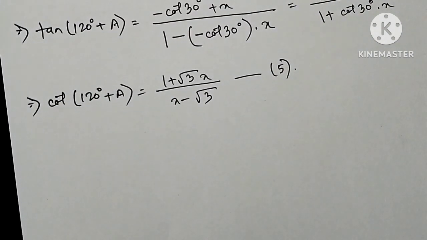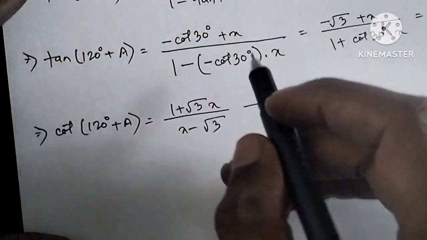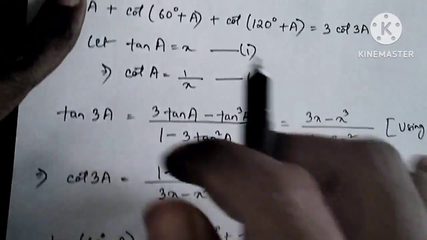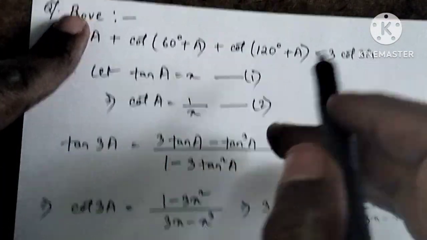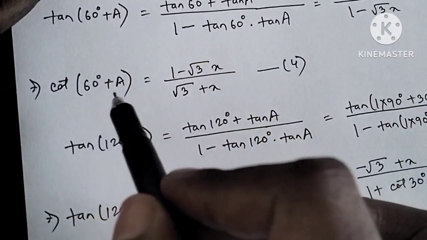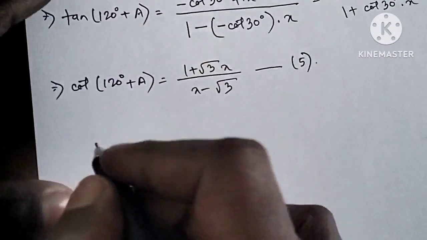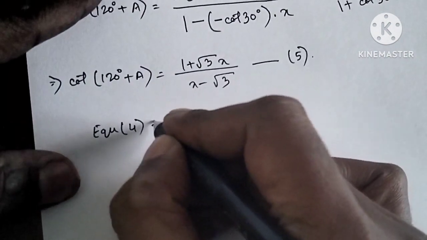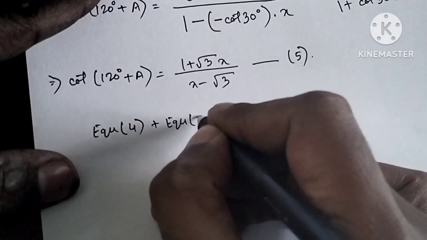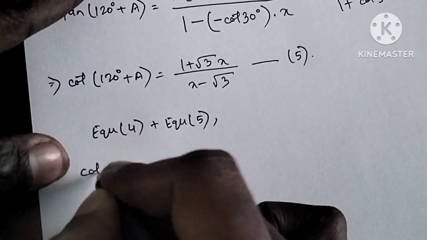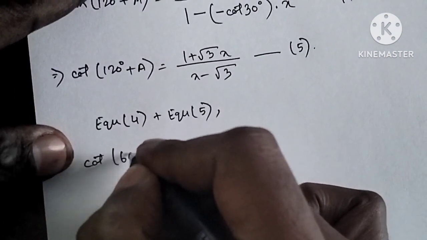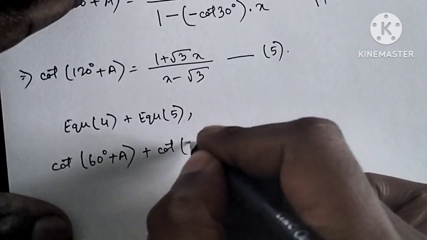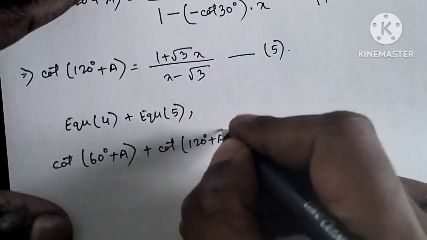Add equation 4 and 5. Okay, equation 4 plus equation 5 will add, since here is cot 60 degree plus a plus cot 120 degree plus a. So equation 4 plus equation 5 will be cot 60 degree plus a plus cot 120 degree plus a.